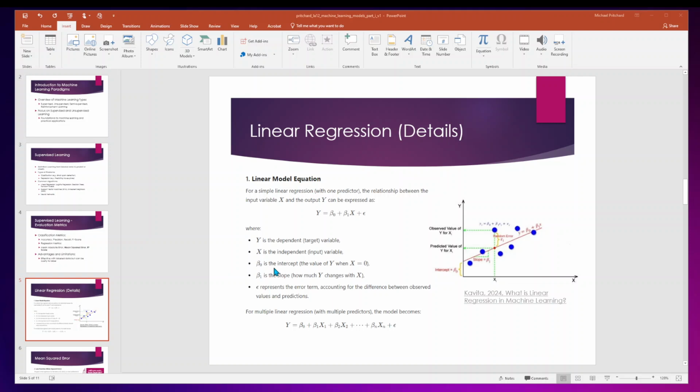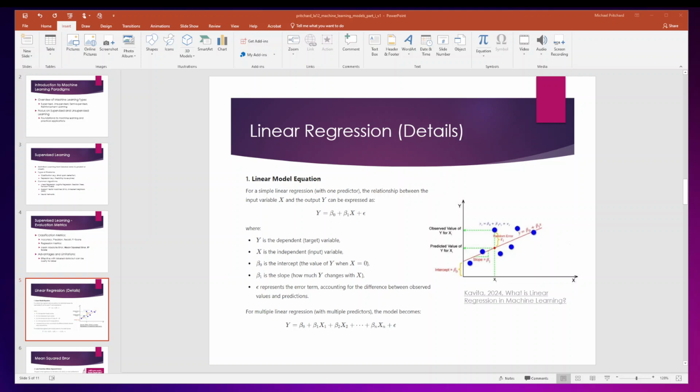And then our beta sub 0 here is the intercept. That one is where the line crosses the y-axis. And we've got an explanation here visually depicting what's going on. And then our beta sub 1 is the slope, which shows how much the y changes for a given change in x.